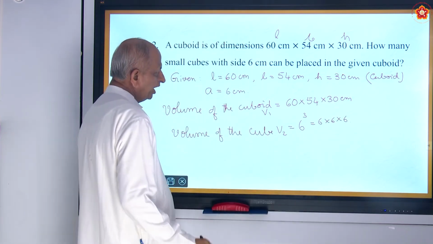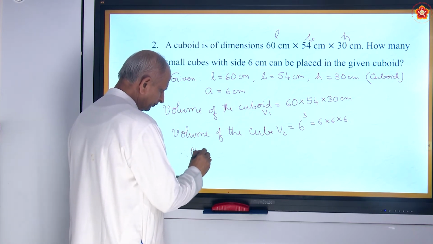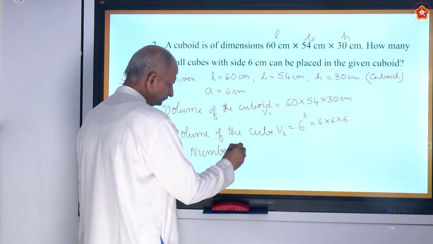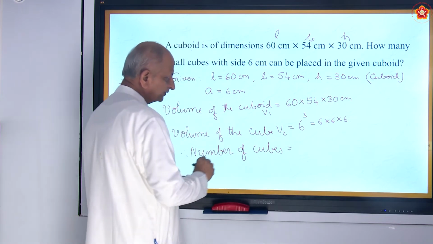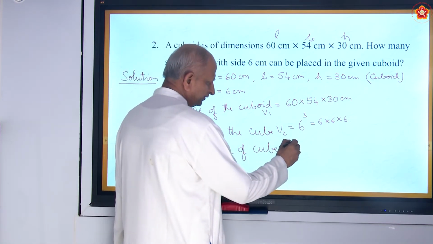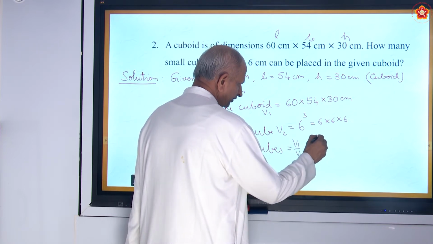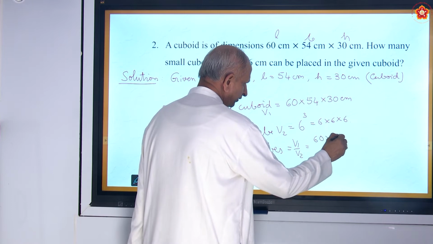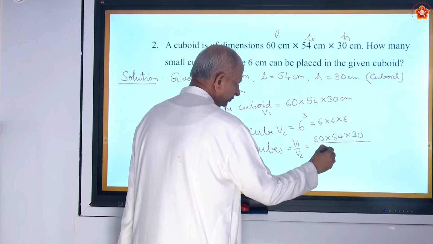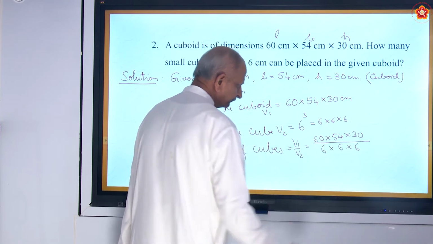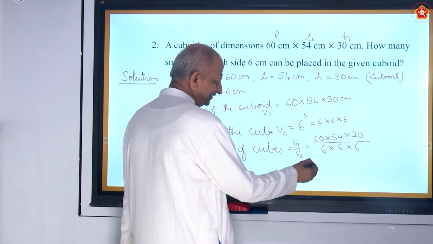Now they are asking how many cubes. Therefore, number of cubes that can be fitted in the box, we call it V1 by V2. 60 into 54 into 30 by 6 into 6 into 6. Come on, work out. You get it?